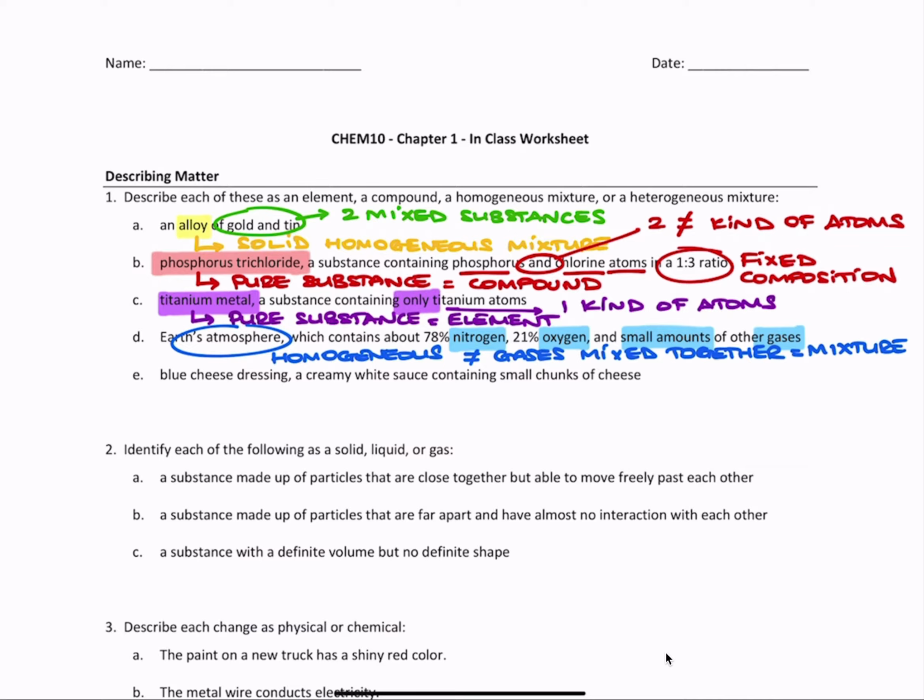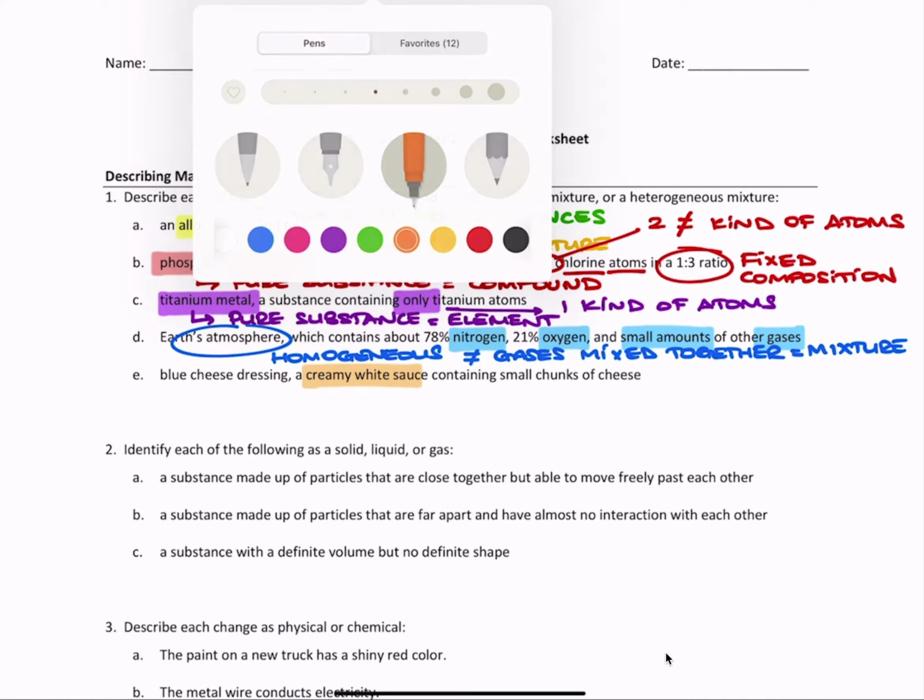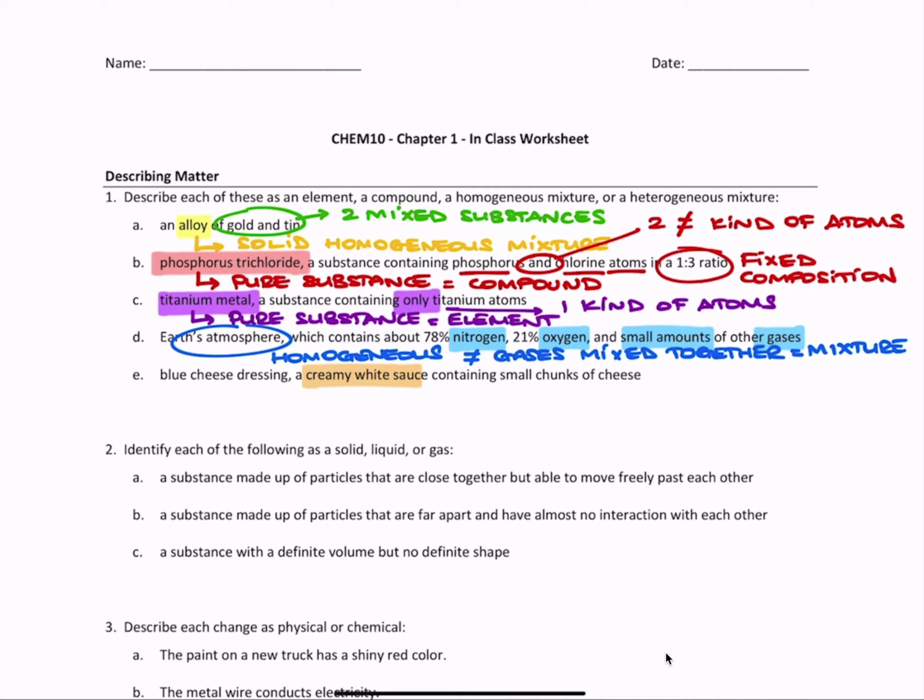E. Blue cheese dressing, a creamy white sauce containing small chunks of cheese. So what is this blue cheese dressing classified as? We have chunks of cheese and it's a white sauce. Due to the fact that we have a creamy white sauce, we know that a sauce is composed of different substances mixed together. Therefore, it's going to be a mixture. And this mixture presents small chunks, so visible particles, visible chunks of cheese. This makes the mixture heterogeneous.